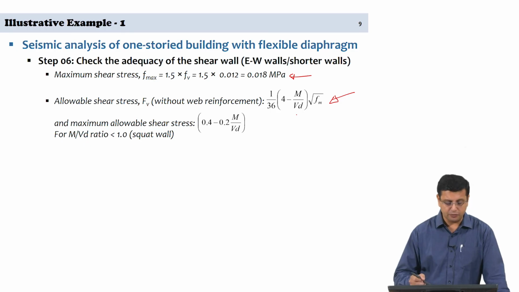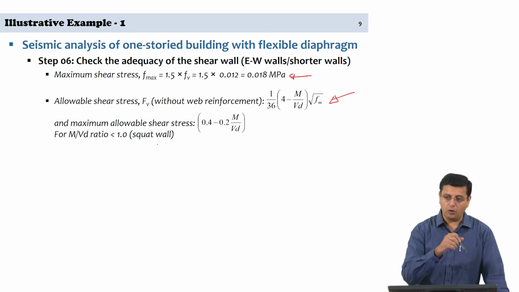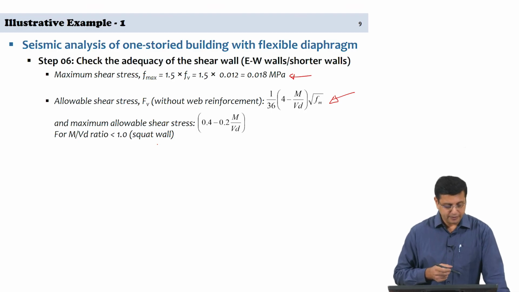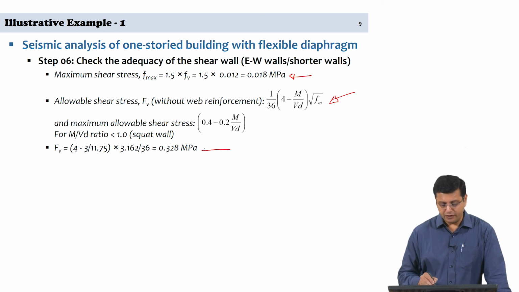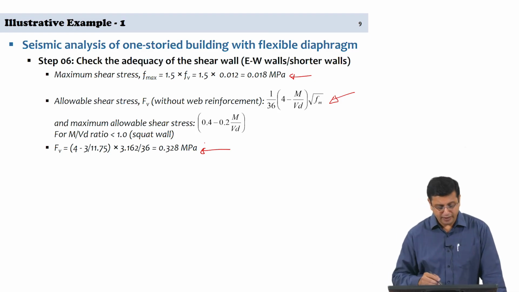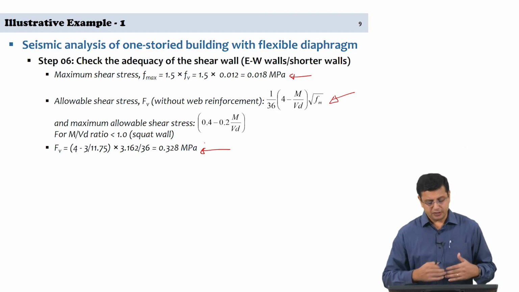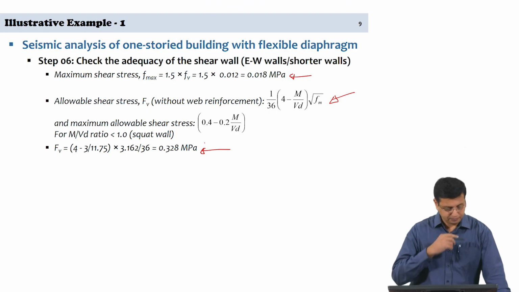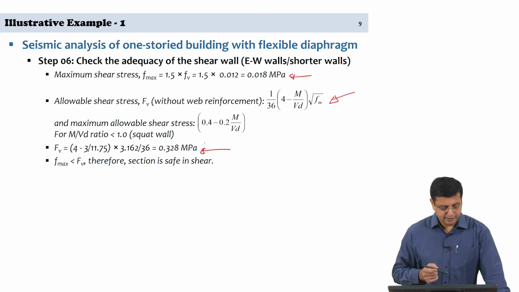We also have an estimate of the maximum allowable shear stress in this case, and for a squat wall, which the wall is, it is 3 meters in height and 12 meters in length. We calculate for the given M by VD ratio what the allowable shear stress is. If we are reinforcing, assuming that minimum reinforcement will be provided and web shear reinforcement is not going to be provided, because it is a stout wall we have adequate allowable shear stress in the wall, whereas the maximum shear stress is rather low. F max is less than Fv, therefore, the section is safe in shear.